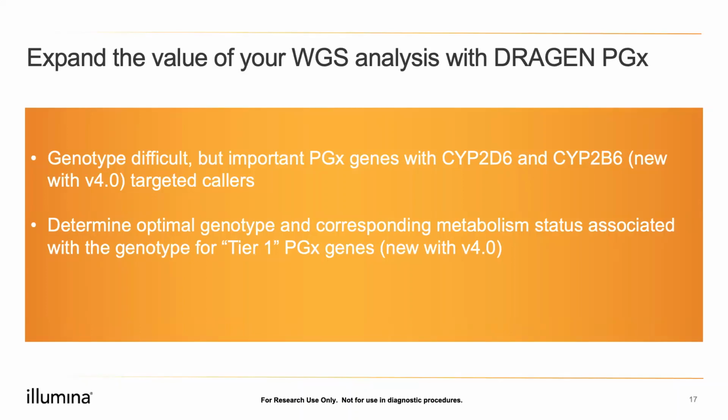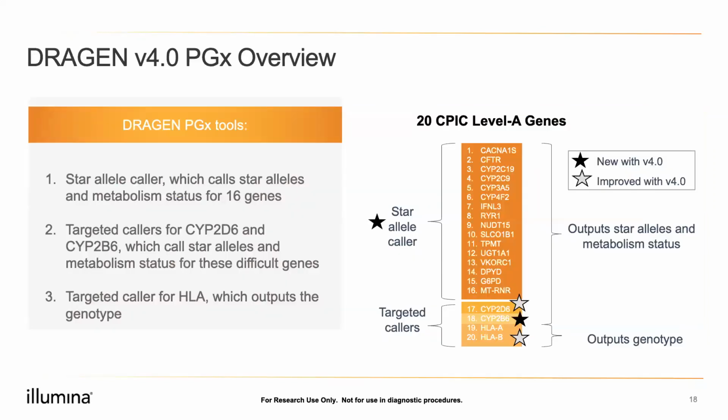You can genotype difficult but important pharmacogenomic genes with CYP2D6, which already was part of DRAGEN, and CYP2B6, a new targeted caller with DRAGEN version 4.0. And then you can determine the optimal genotype and corresponding metabolism status associated with the genotype for so-called tier 1 PGx genes. And this is new with DRAGEN version 4.0. So let's take a look at the DRAGEN PGx offering with DRAGEN version 4.0.